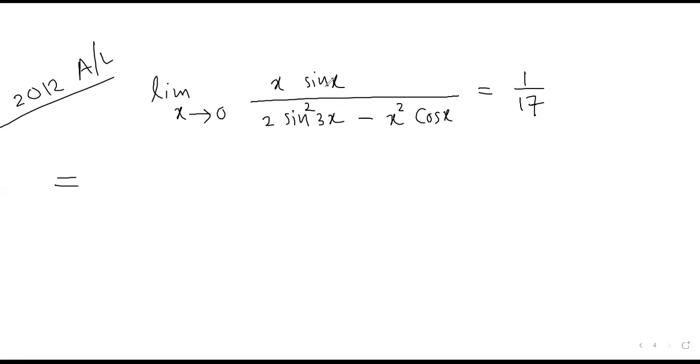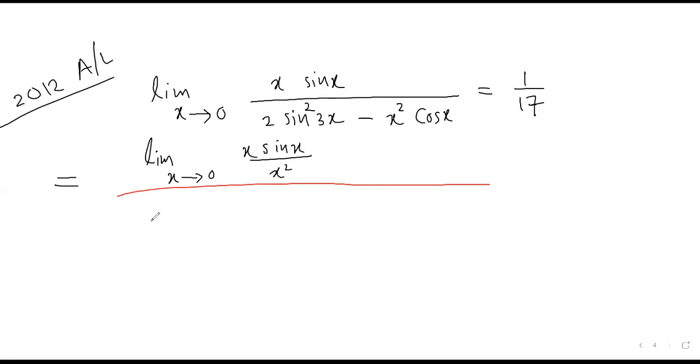Anyway, what you have to do is, first you have to divide both the numerator and denominator by x squared. Why? Because you have to create here x. Then if you divide by x squared, you can get sin x over x part in the numerator, right? So you have to take like limit x is going to 0. Now here, x sin x over x squared, you have to divide by x squared.